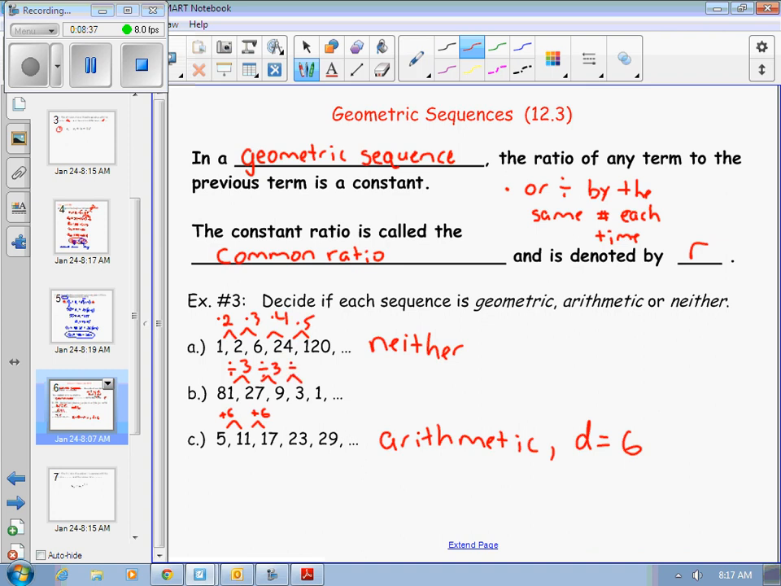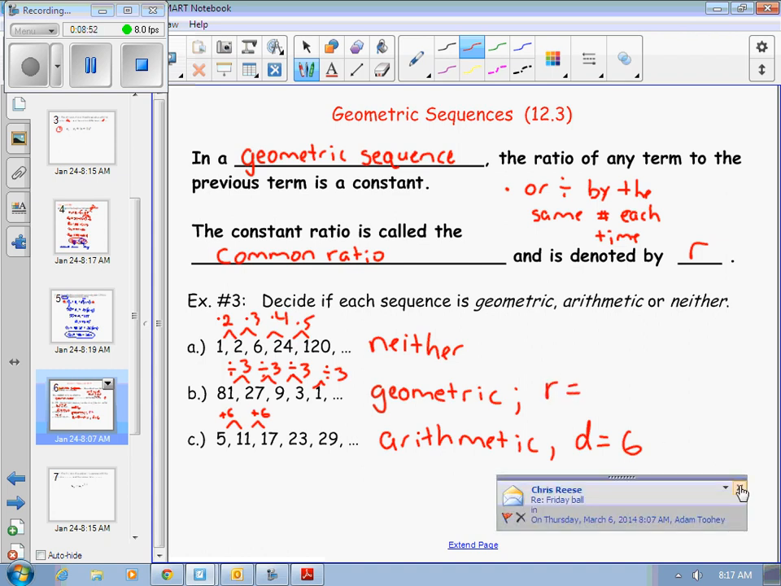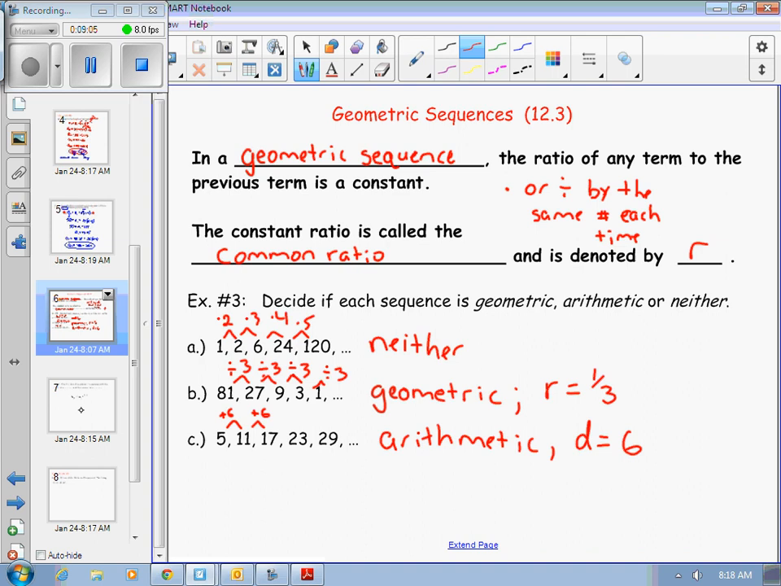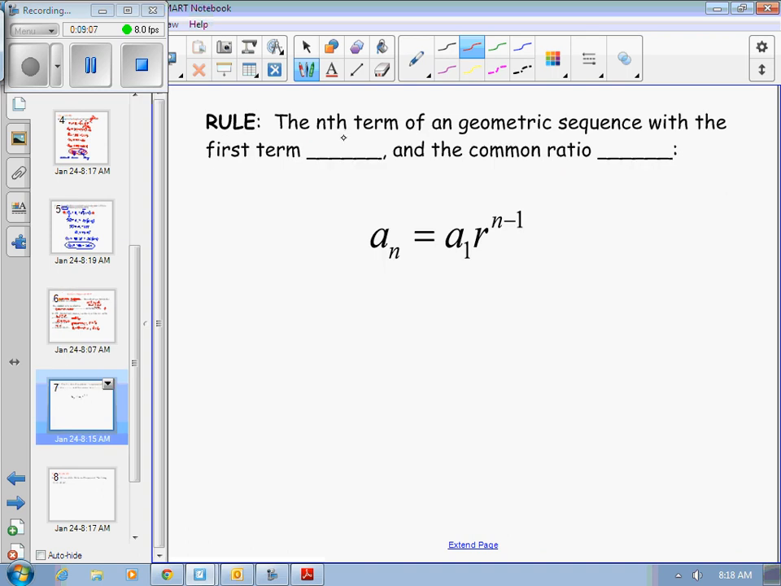Here, we're dividing by 3, and that pattern continues throughout. Again, so when you're dividing by a number consistently, it's geometric. The R is not going to be dividing by 3, but dividing by 3 is the same thing as multiplying by 1/3. So the R in this is 1/3. So whenever you're doing division, you want to think in terms of a fraction rather than that division.